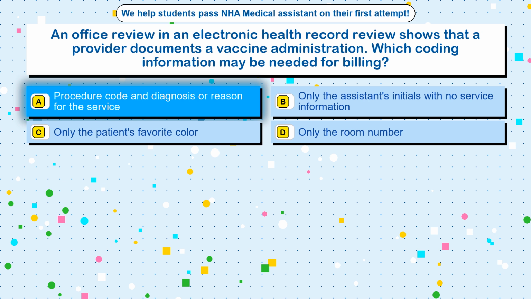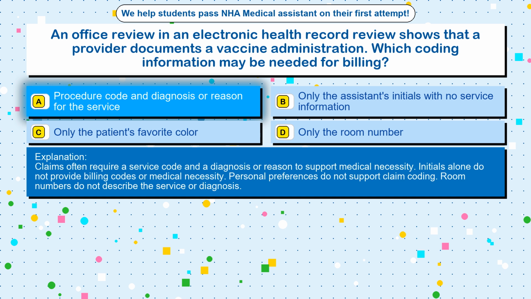Procedure code and diagnosis or reason for the service. Claims often require a service code and a diagnosis or reason to support medical necessity. Initials alone do not provide billing codes or medical necessity. Personal preferences do not support claim coding. Room numbers do not describe the service or diagnosis.